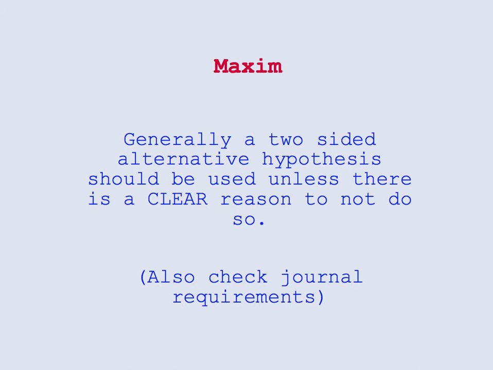A very important thing to do before you go about your statistical analysis is to also check journal requirements if you plan on publishing your study, because many journals will hold you to using a two-sided hypothesis. For instance, for the New England Journal of Medicine, the requirement is that a two-sided hypothesis is used unless the statistical methodology, the mathematical model, cannot have a two-sided hypothesis, such as for non-inferiority trials.